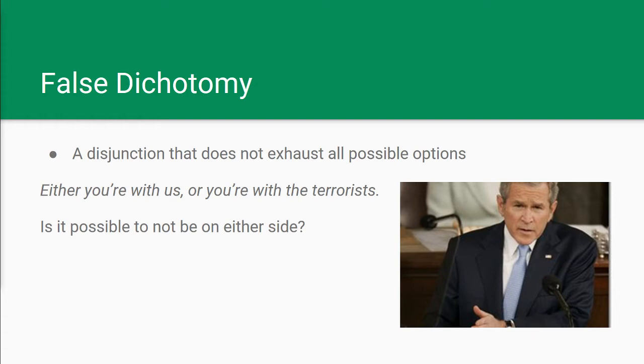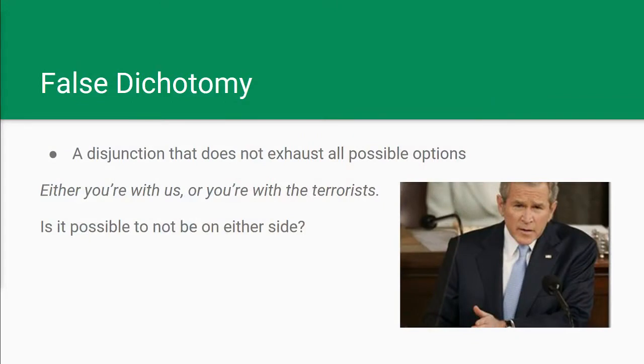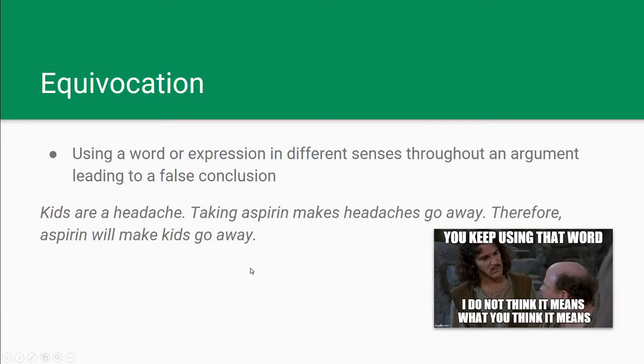Either you're with us or you're with the terrorists, right? You only have two choices. You're either with President Bush or you're with the terrorists. But is it possible to not be on either side? Maybe you don't support President Bush, but at the same time you don't support the terrorists. But here with the false dichotomy, you're not given that option, right? You're presented with one of two choices. You're either with us or you're with the terrorists. Okay, so that's what the fallacy is.